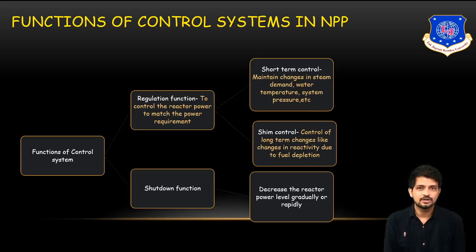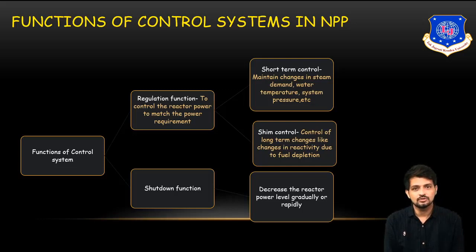See, next one is the shift control. In shift control, we are using the long-term control. Long-term controls like we have to replace the fuel after long use. Okay, so after the fuel depletion, if the fuel becomes empty, then we have to replace the fuel. And again, due to aging of fuel, if the fuel is used to a large extent, then we have to replace the fuel. So for that purpose, we require shift control. These are the functions.